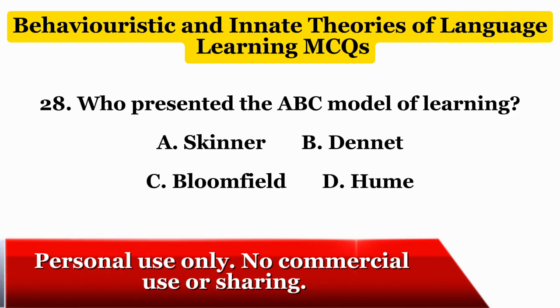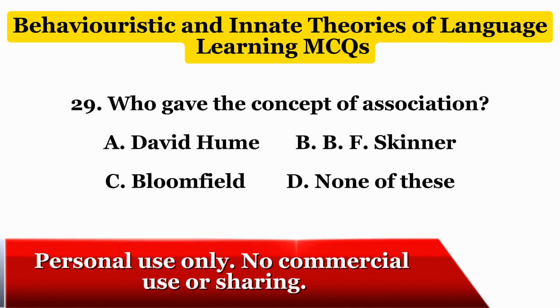Who presented the ABC model of learning? Skinner, Dennett, Bloomfield, Hume. Right option is B. Dennett presented the ABC model of learning. Who gave the concept of association? David Hume, B.F. Skinner, Bloomfield, none of these. Right option is A. David Hume gave the concept of association.